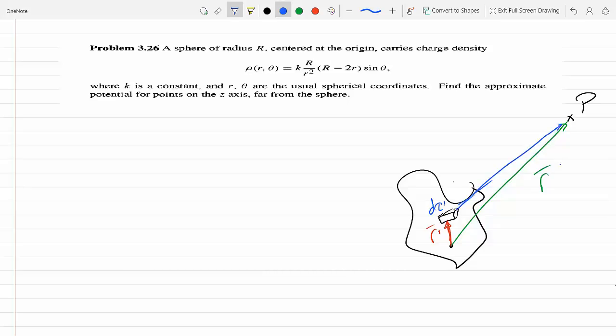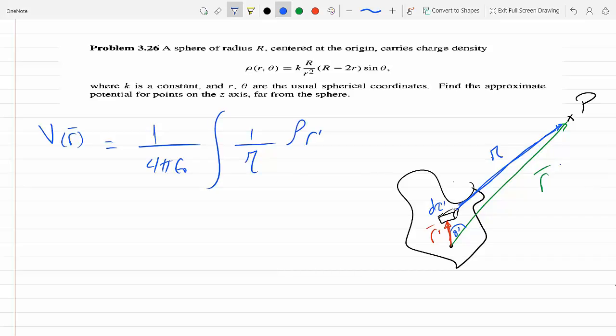So this guy here will be what? The separation vector. Let's call this the separation vector. And of course this here, let's call it theta prime, the angle. Okay, well, what's the definition of the potential? We know that V as a function of r, for a charge distribution of any sort, is 1 over 4 pi epsilon integral of 1 over the separation vector times rho, the charge distribution as a function of the prime coordinates, d tau prime.